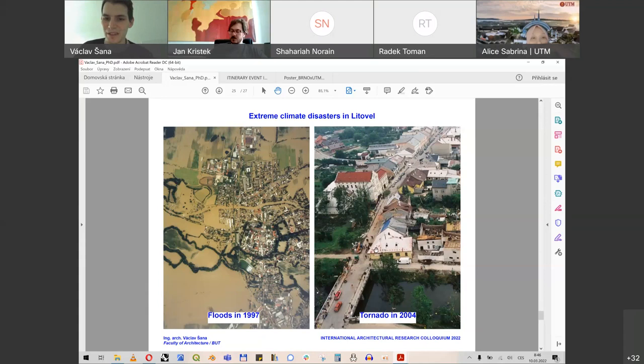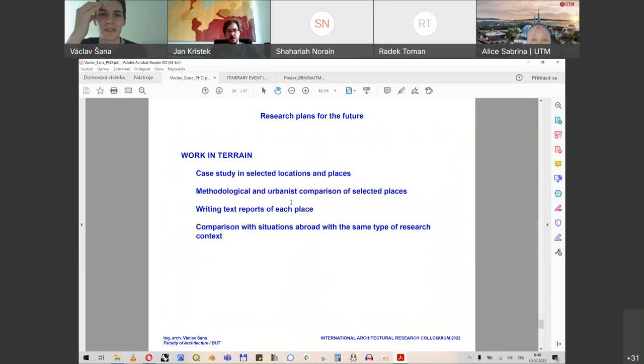And there was a tornado in 2004. Here in Europe, you mostly don't have tornadoes. It was the first tornado to happen in the Czech Republic, and it also went through the city. It was something people in the city of Litovel had never seen before, and it was also a human catastrophe, on a smaller scale, for that city.